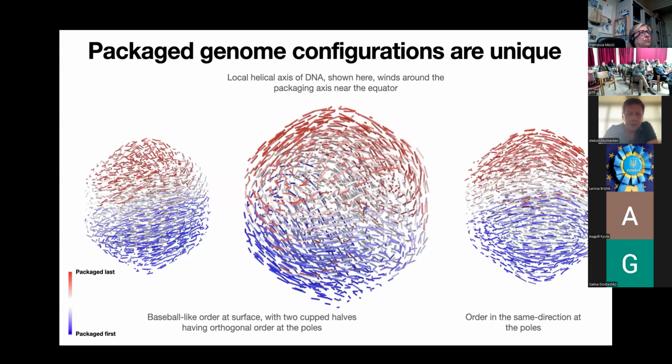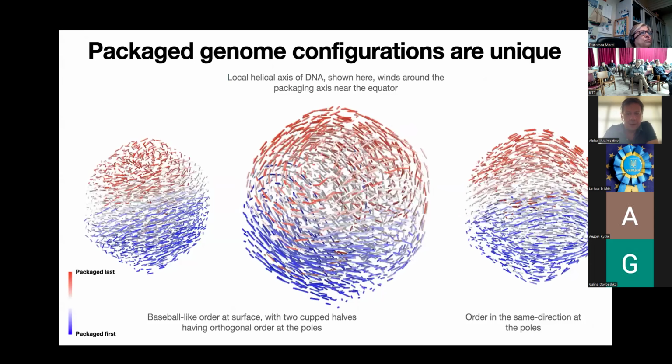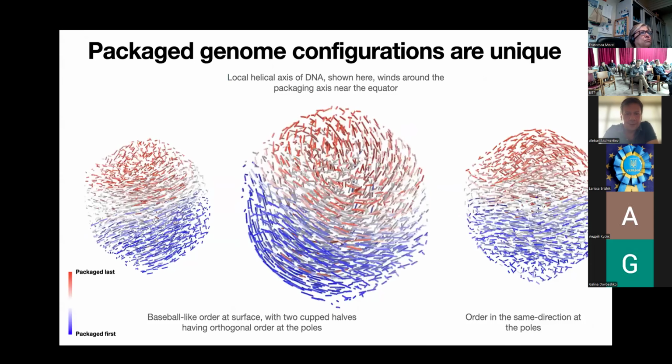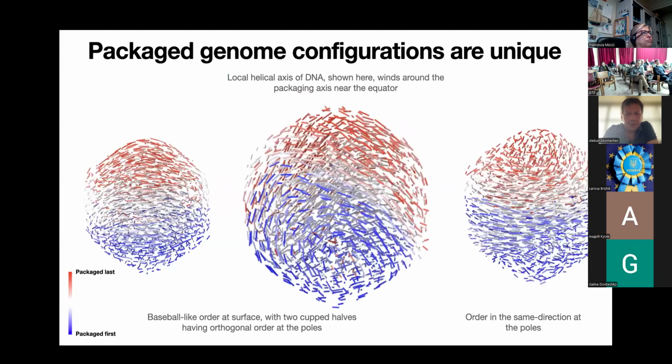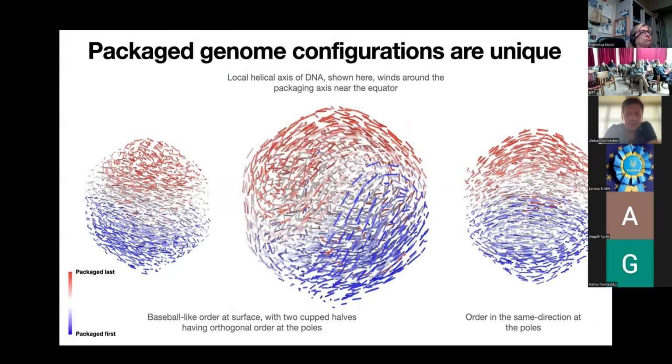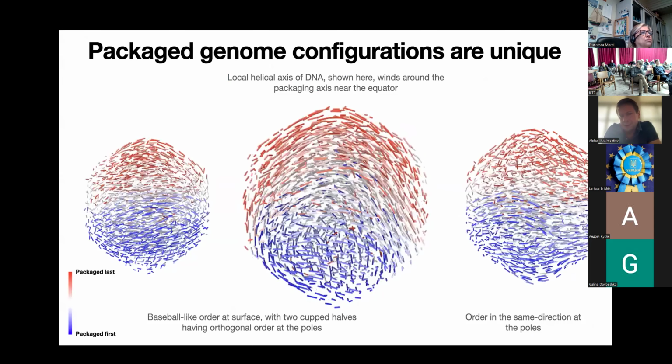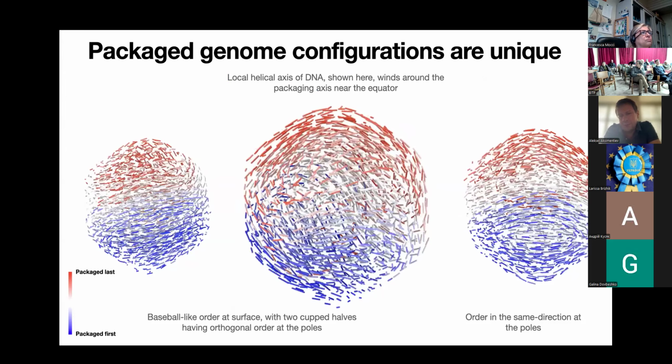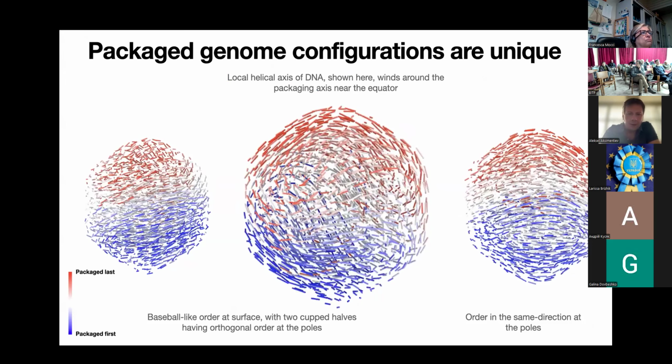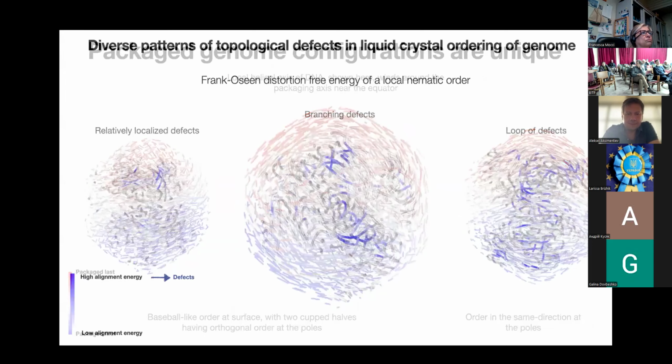And the reason why they're different is because during the packaging, we introduce these large topological defects that constrain the system. Those defects cannot be resolved. For example, here you have a DNA molecule that protrudes from one side of the capsid to the other, and that gives capsids their individual features.